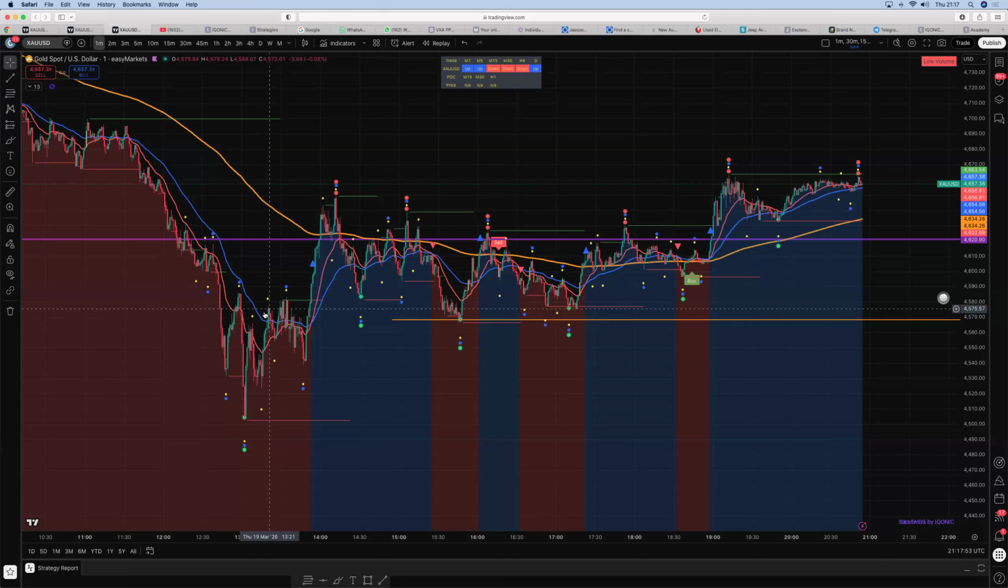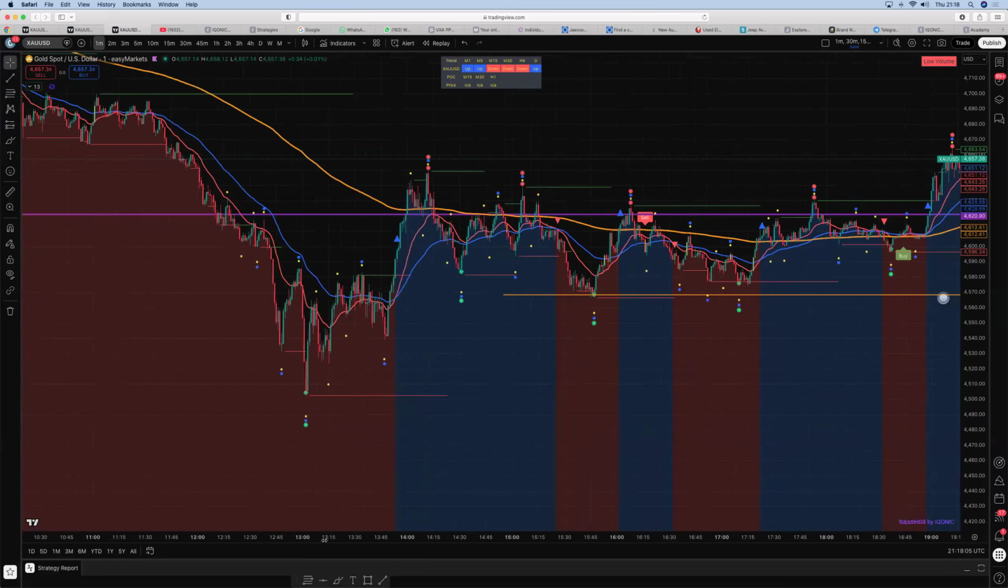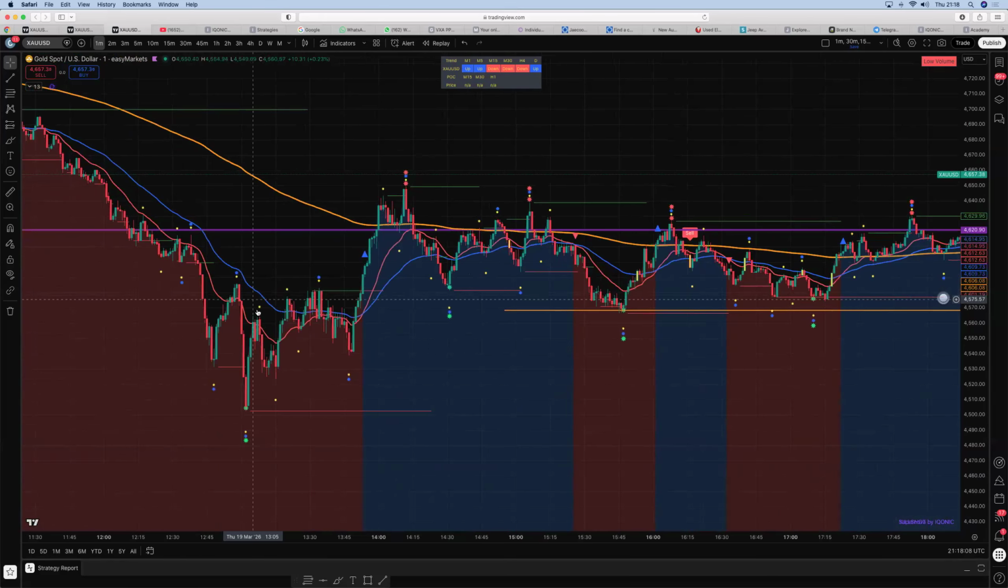Then it came up and took out this zone here. Just make it bigger for you guys so you can see what I'm referring to. So it took out this area here and took out this candle here, came up here, then dropped down a little bit, hit the 50 EMA, bounced off it, came back down, didn't take out this zone here, and then shifted. This would have been your entry.